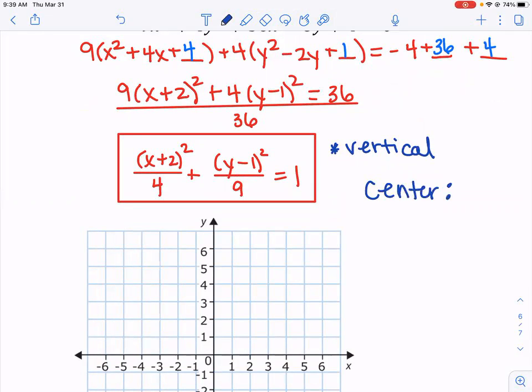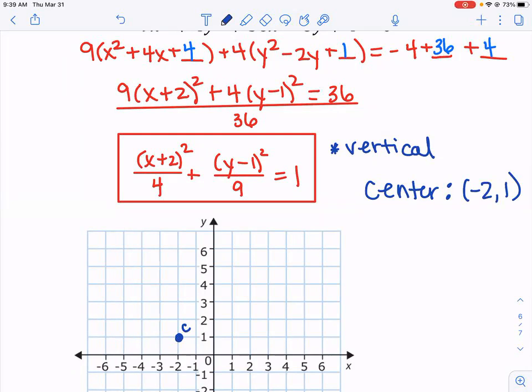Luke, where's our center? -2, 1. Grab the x and the y. -2, 1 is our center. I really like that coordinate, apparently. That's popping up in a lot of our examples.